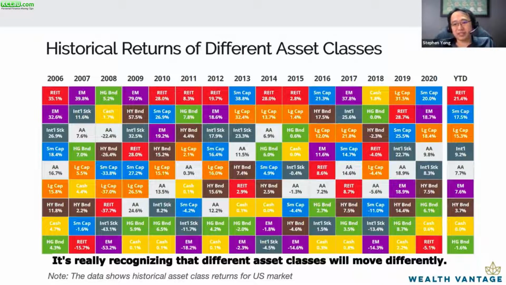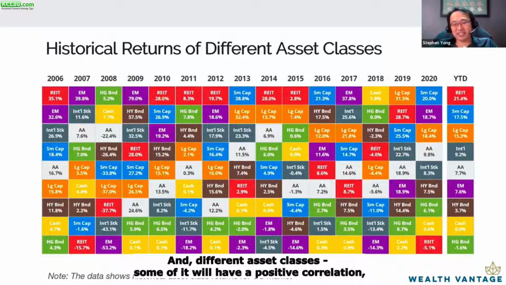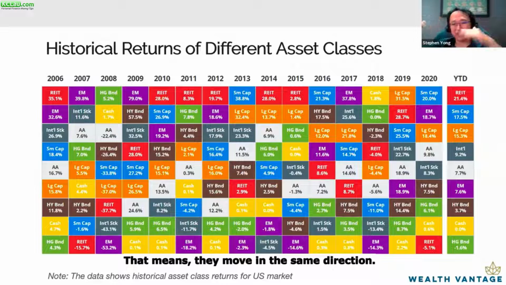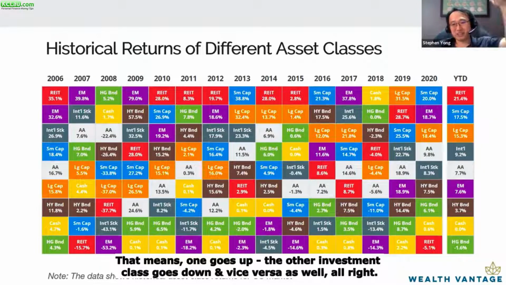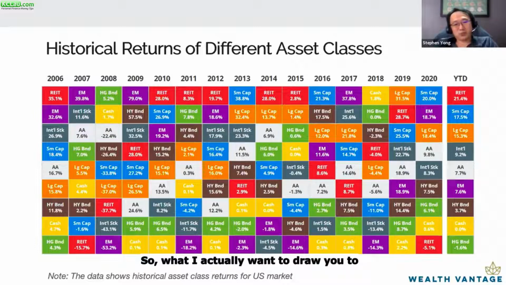It's really recognizing that different asset classes will move differently. Some of it would have a positive correlation, that means they move in the same direction, while others would have a negative or inverse relation, that means one goes up, the other investment class goes down, and vice versa as well. All right. So what I actually want to draw you to is the one that's labeled AA.